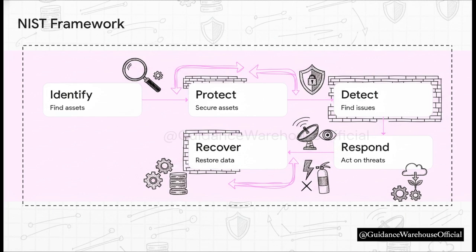Identify what assets you actually have. Protect those assets. Detect when something goes wrong. Respond to the incident immediately. And recover your data and operations so you can get back to normal. This isn't just a simple checklist you do once and forget about. It's a comprehensive, ongoing loop that organizations run constantly to adapt to brand new threats.